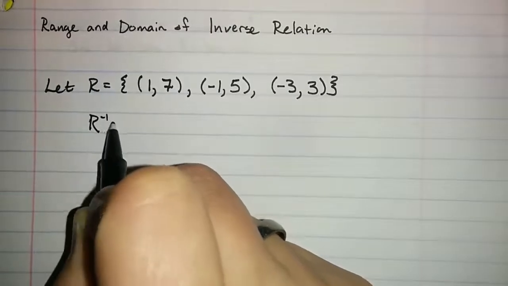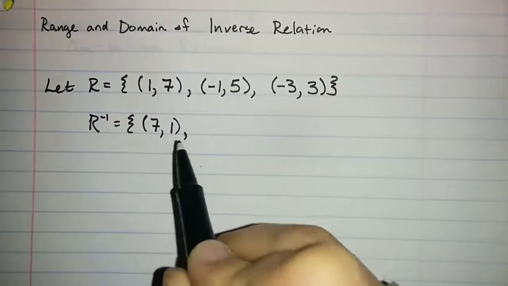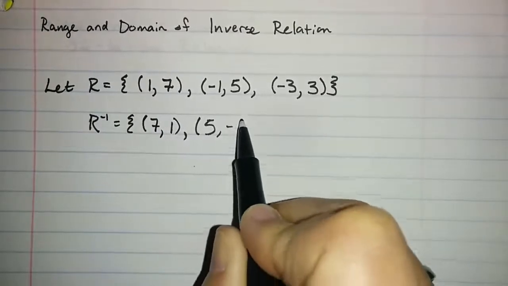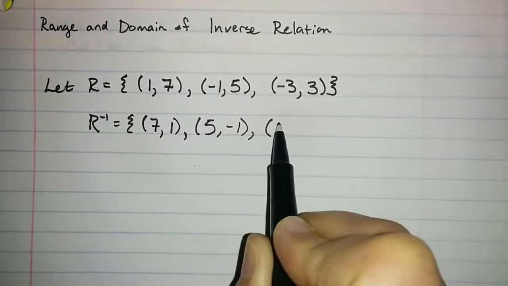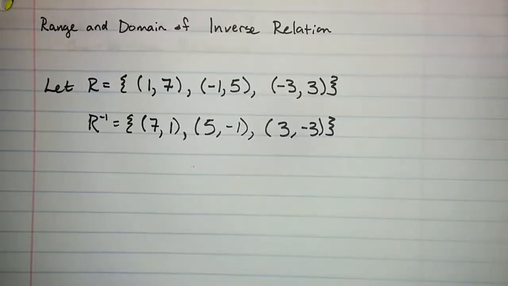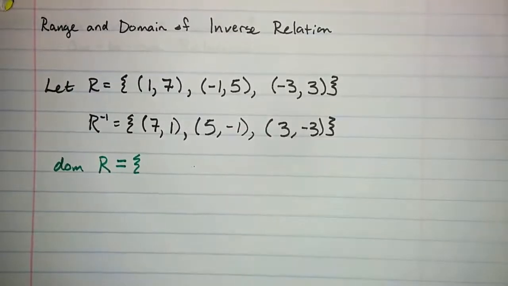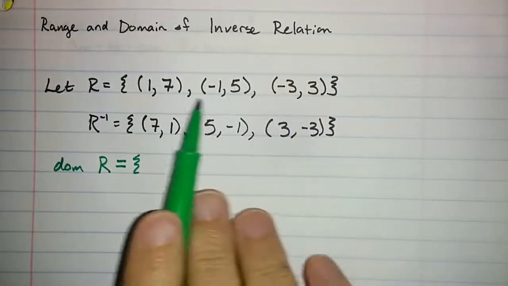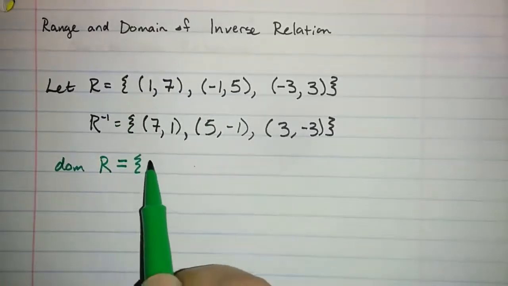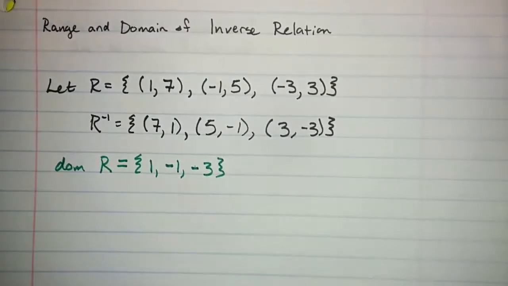Then R inverse consists of the three pairs (7, 1), (5, -1), and (3, -3). Again, just swapping the entries of the pairs. So let's see. The domain of R is just the things that appear as the first entry in an element of R: 1, -1, -3.